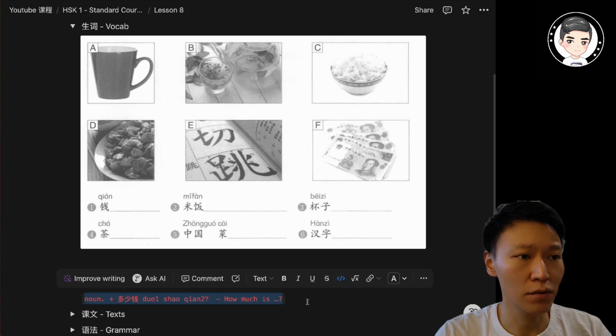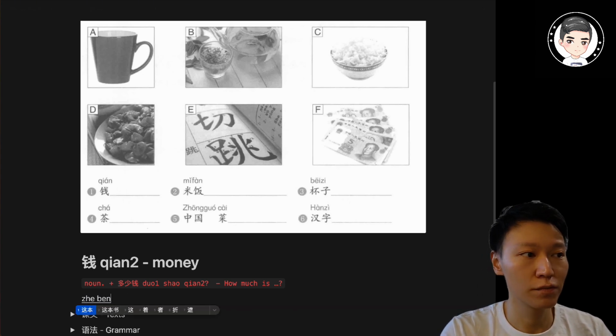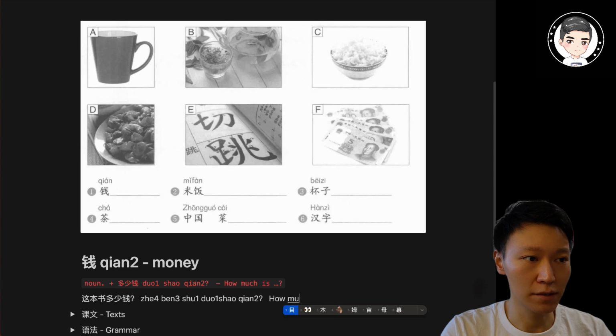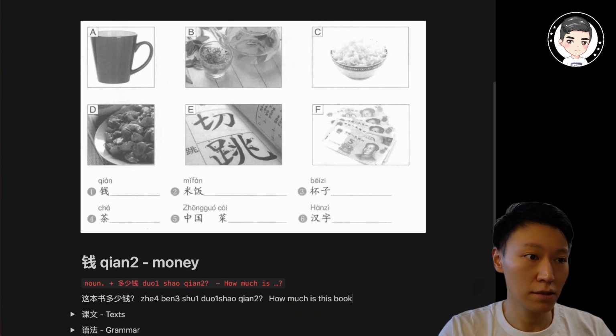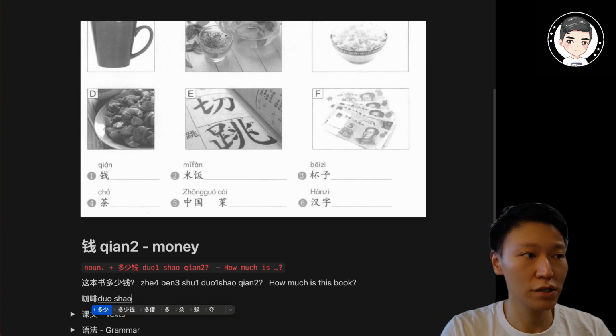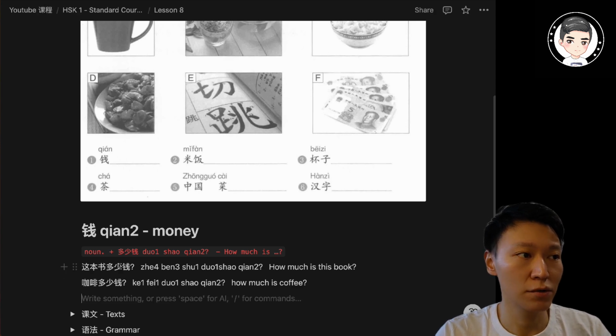So you can see in Chinese the sentence order is quite different. For example, how much is this book? 这本书, so this book, 这本书, and then 多少钱? 这本书多少钱? How much is this book? Another situation, let's say, how much is the coffee? Coffee, 咖啡. 咖啡多少钱? How much is the coffee? So just remember this structure. You put anything that you want to ask about in front of 多少钱, okay? Then you can ask about money.